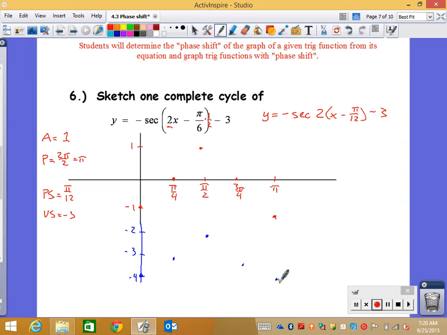Remember, my phase shift is pi over 12. Let's look at what my increments go up by. Pi over 4. How many pi over 12s are there in pi over 4? Let's divide pi over 4 by pi over 12, or multiply by 12 over pi. Pi's cancel. 3. So there are 3 pi over 12s within pi over 4. So all I'm going to shift it by is a third of one interval.